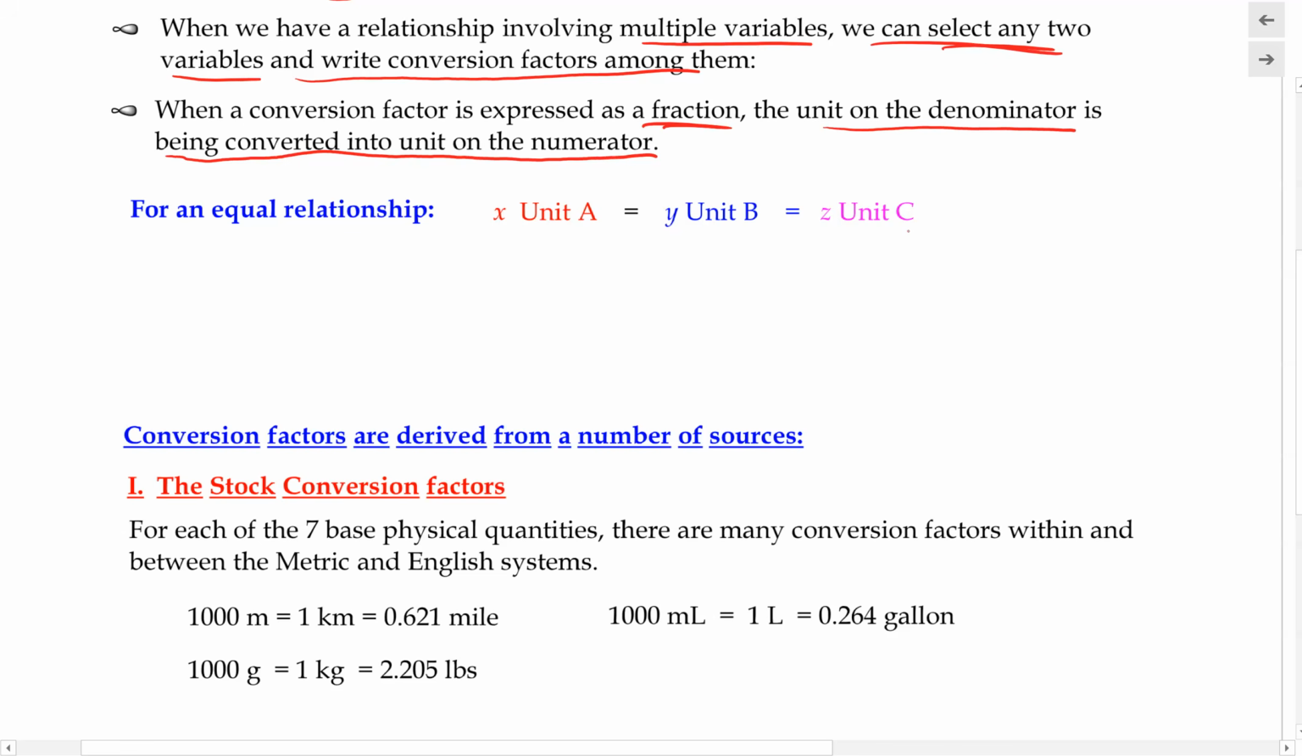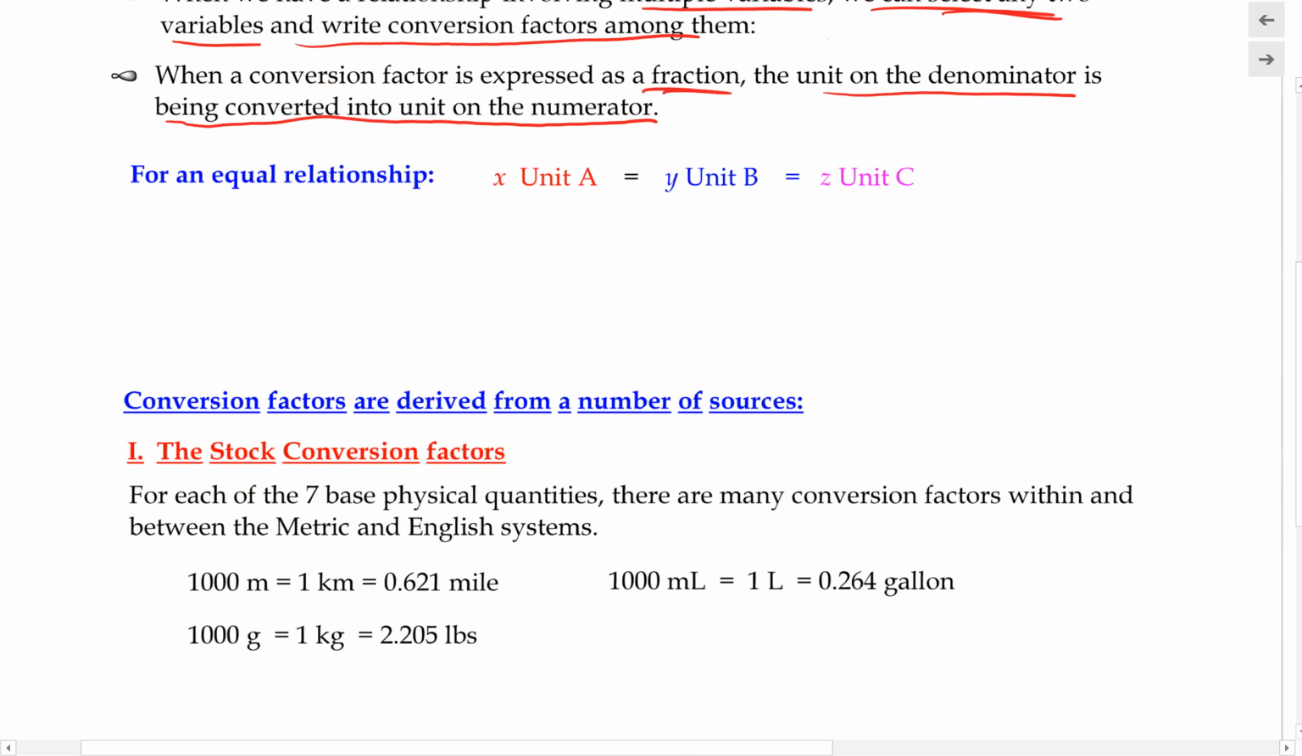So we have an equal relationship involving three variables, or three different types of units. Essentially, we can pick out any two of these three variables and write a conversion factor among them, where we can express them as a fraction. For example, let's focus on unit A and unit B. When x of unit A equals y of unit B, mathematically, when two things are equal to each other and we take one divided by the other, it will equal 1. So we can write this as x of unit A over y of unit B equals 1, and that's how we write it as a fraction.